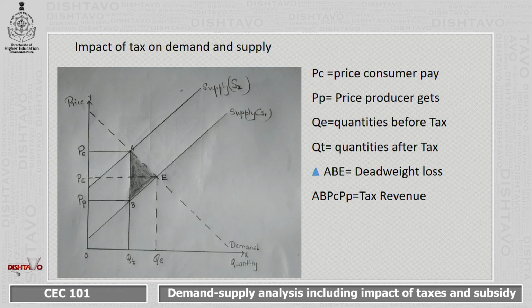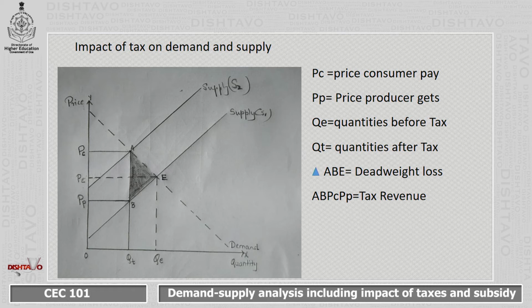Now let us understand the impact of tax on demand and supply with the help of a graph. We have quantities measured on the x-axis and price on the y-axis. The dotted downward sloping line is the demand curve, whereas the straight upward rising line is the supply curve. S1 is the original supply curve and S2 is the supply curve after the taxes are imposed. So E is the initial equilibrium point.